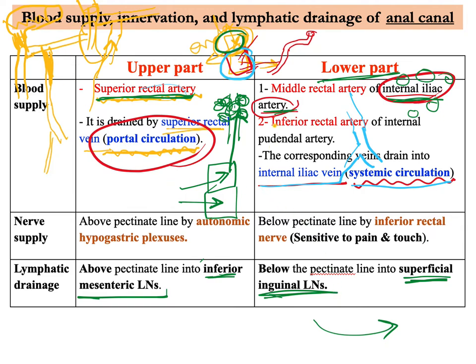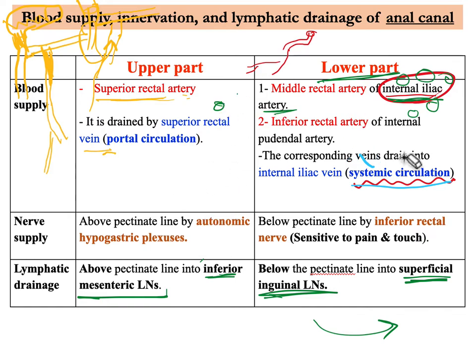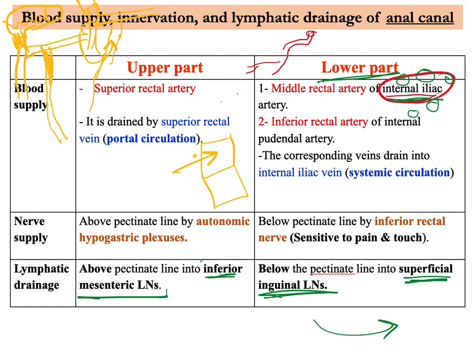Now, the innervation. Let me erase these things. The innervation of the upper half and lower half of the anal canal. The upper half of the anal canal originates from endoderm, and that means it follows the rules of visceral structures. That means it is innervated by autonomic nerves, the inferior hypogastric plexus. Because the upper half above the pectinate line is innervated by the autonomic nervous system, it is sensitive only to what? To stretch, right? It is just sensitive to stretch.